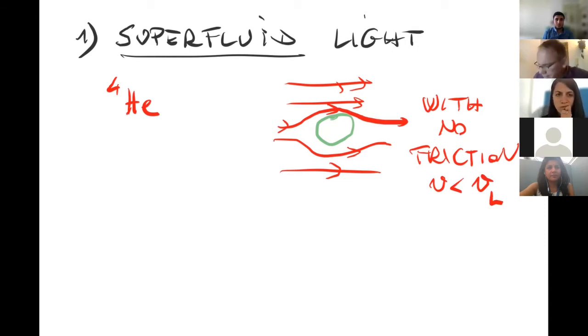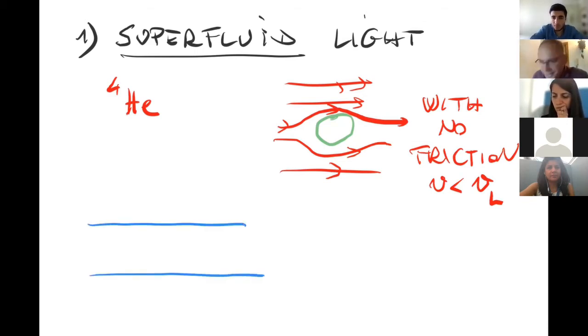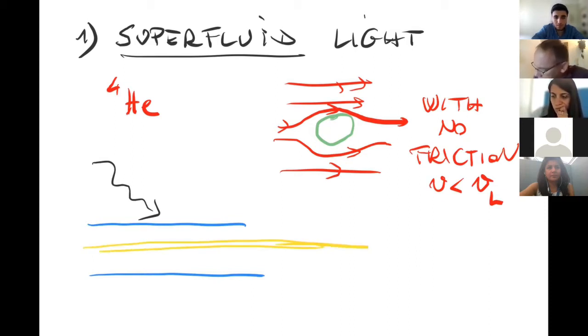So what happens in light? Exactly the same. What people did was to take a cavity. Basically, they create a fluid of light in this cavity by shining some laser beam at some angle. In this way, one can create some fluid of light here, which moves in some direction. If one adds a defect at some position in the cavity, depending on the speed, if it's smaller than the Landau speed, light will be able to go around the defect without friction. If the flow is too fast, there will be friction.